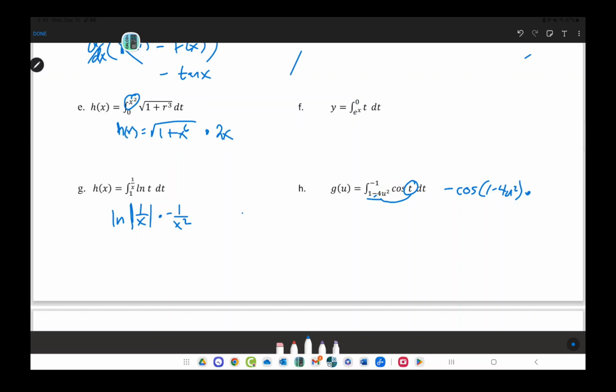For the derivatives of trig functions, you do need to know the derivative of sine, cosine, and tangent. No, I'm talking about sine, cosine, tangent.